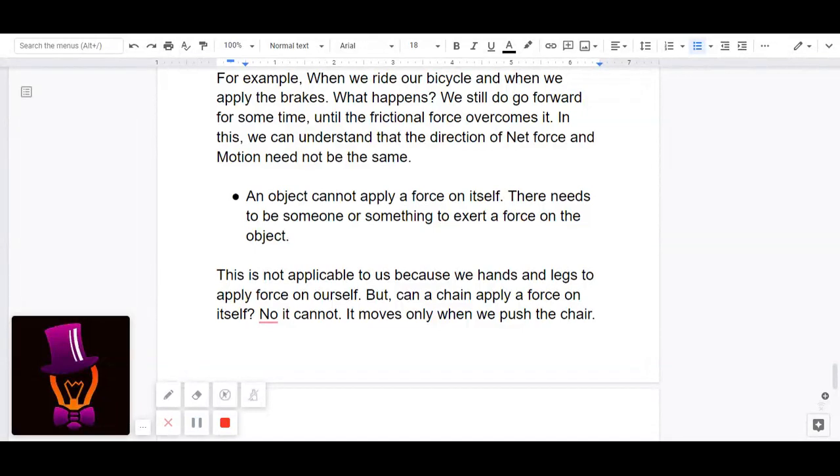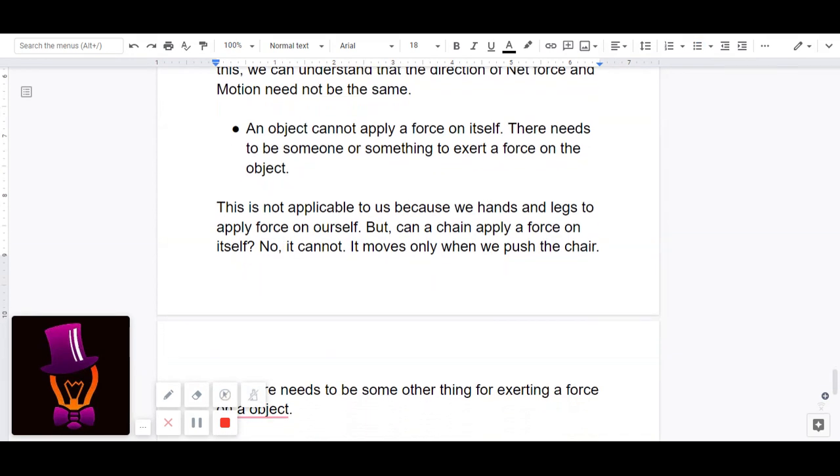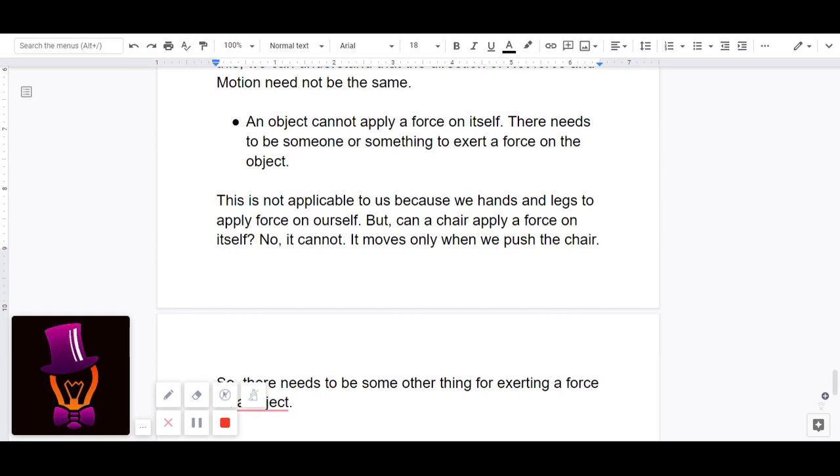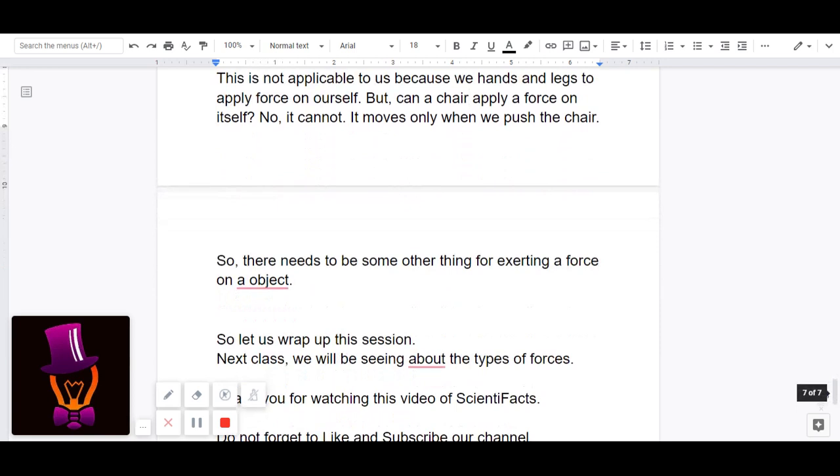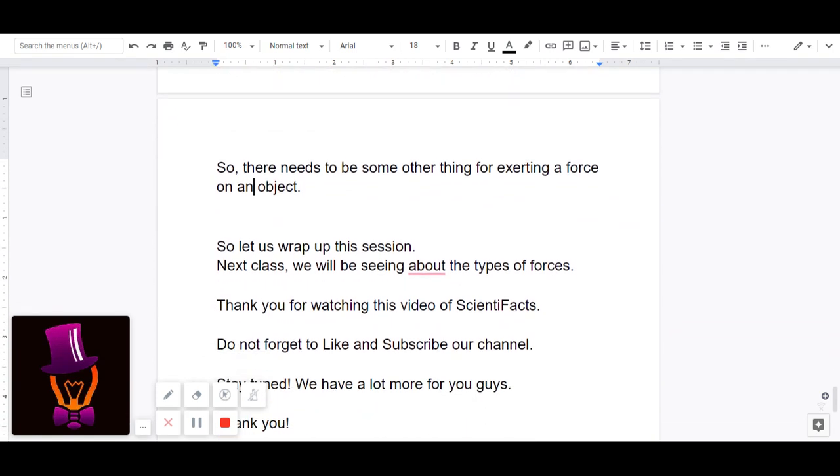An object cannot apply a force on itself. There needs to be something or someone to exert a force on the object. This is not applicable to us because we have hands and legs to apply force on ourselves. But can a chair apply a force on itself? No, it cannot. It only moves when we push the chair. So there needs to be some other thing for exerting a force on an object.